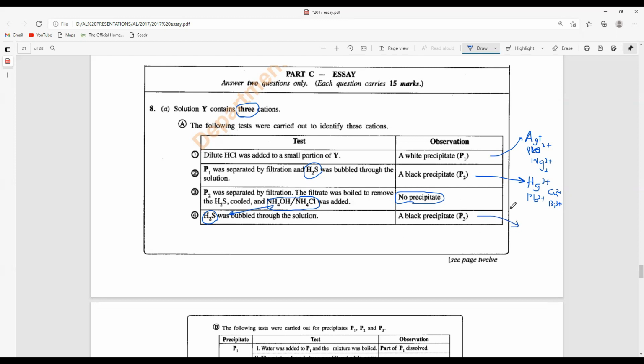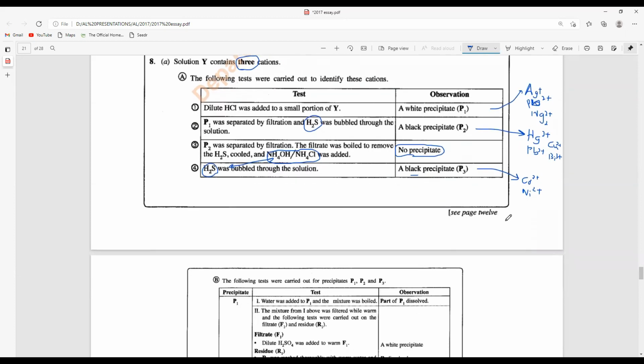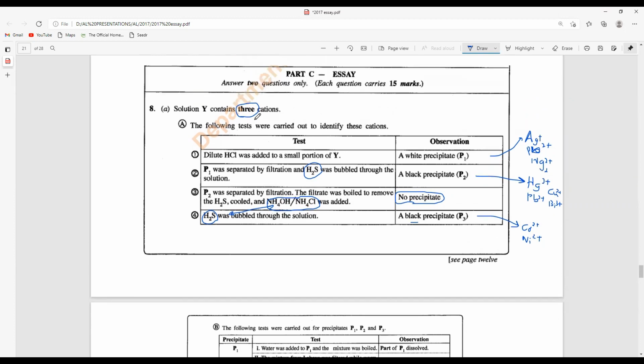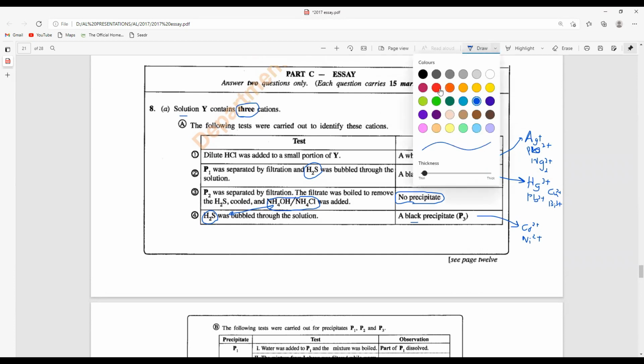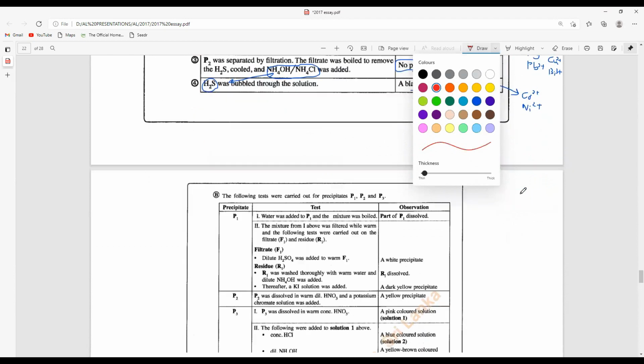This is group 4 now. In group 4, we have mainly cobalt sulfide, so cobalt 2 plus and nickel 2 plus, and zinc and manganese. Zinc and manganese are different colors, so the black precipitates were these two, right? So we can expect 1, 2, 3, 4, 5, 6, 7, 8, 9 cations, out of which only 3 are available in solution Y. So we have to move on to the next one, right?